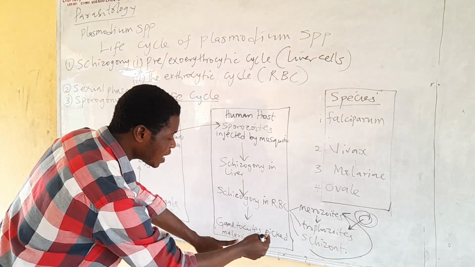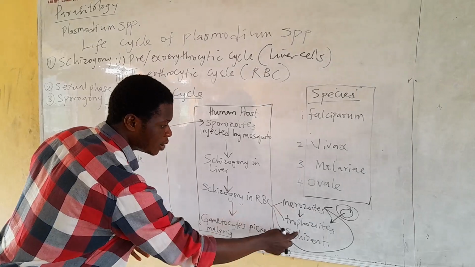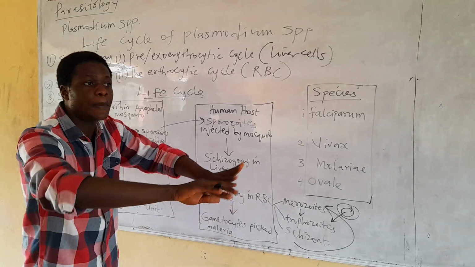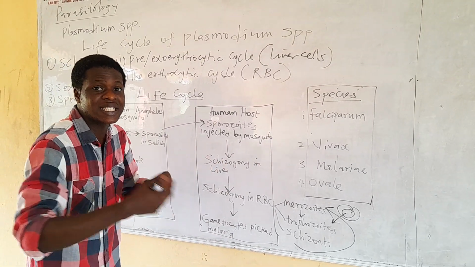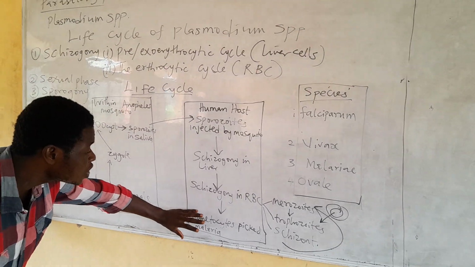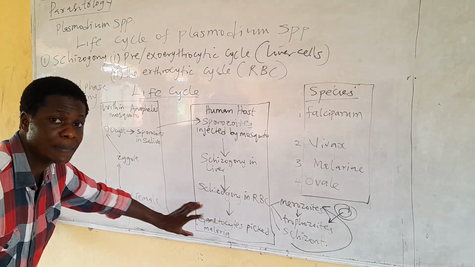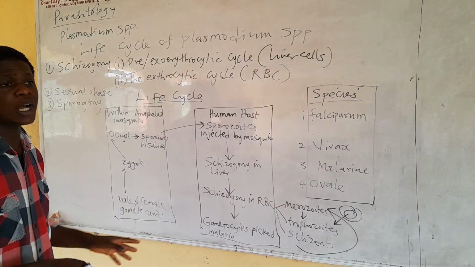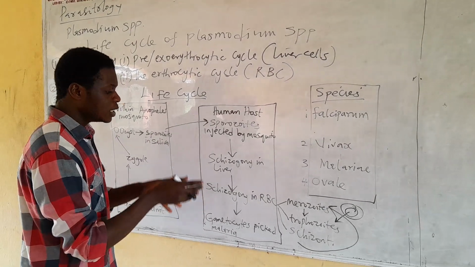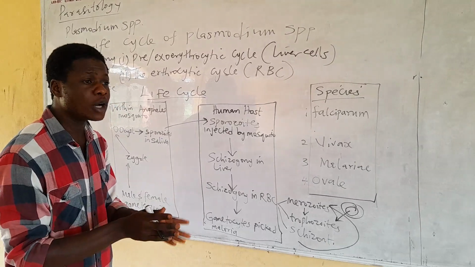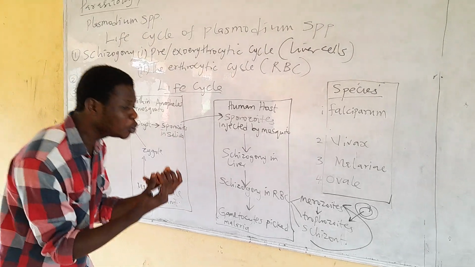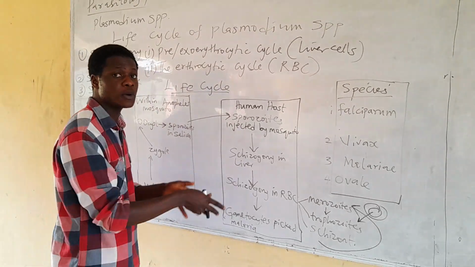As these merozoites, which invade the red blood cells, are dispersed on the skin and other parts where the insect can easily get them through a blood meal, they change to two forms, which are the microgametes and the macrogametes. The microgamete is the male gamete, while the macrogamete is the female gamete. These are produced inside the human host.